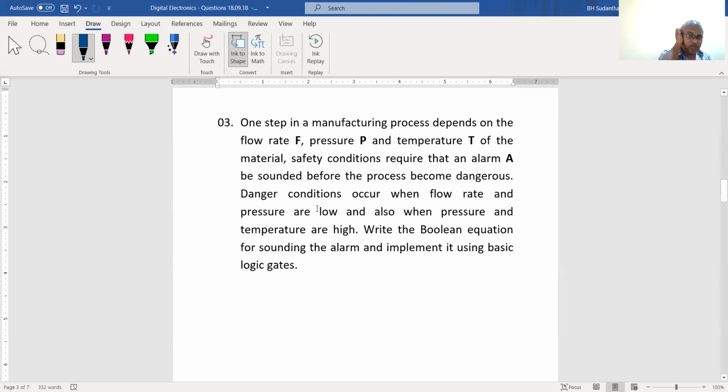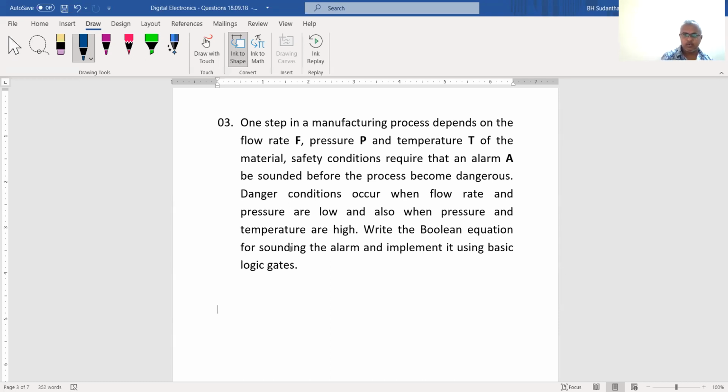Okay, we have three sensors there, and also two dangerous conditions. One condition is when flow rate and pressure are low. At that time, our alarm should be sounded. The second condition is pressure and temperature are high. During that time also, we have to turn on our emergency bell.